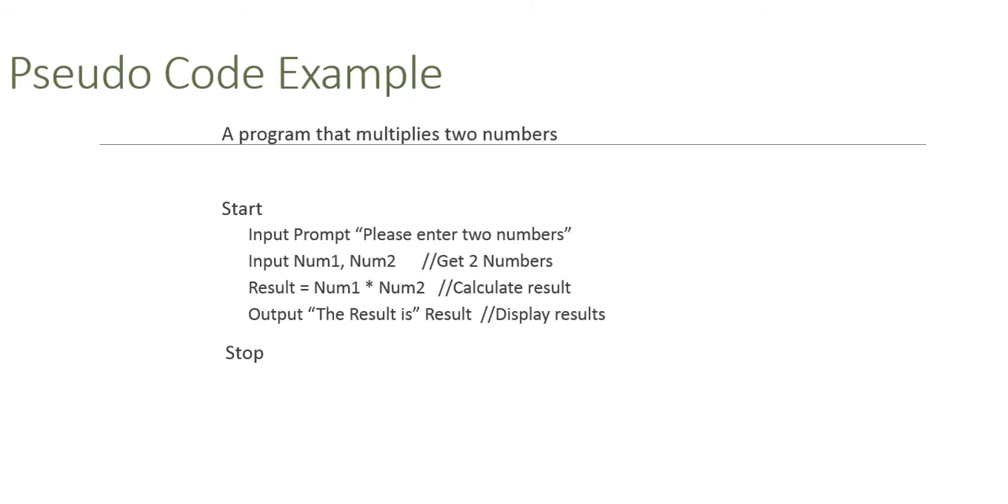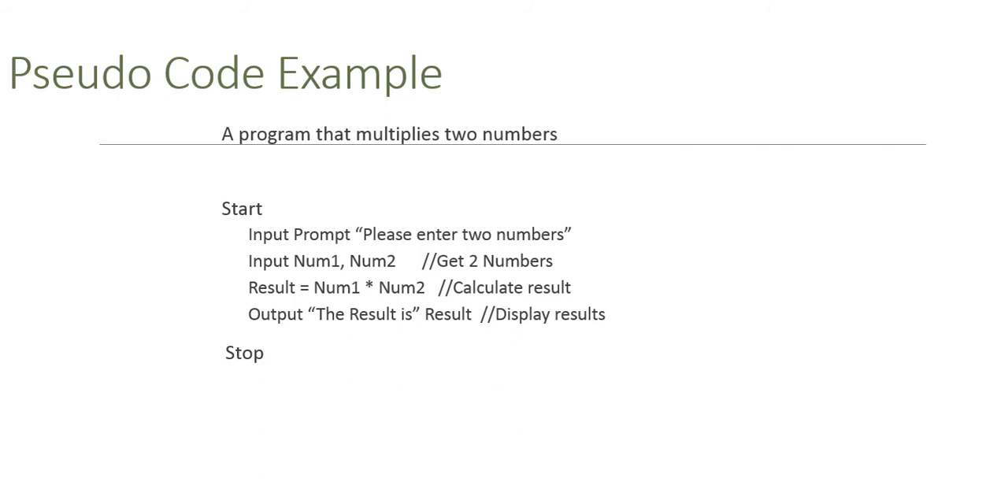Result equals num1 times num2. This is a processing or calculation. As you see the format of the statement, you have the resulting variable on the left, followed by an equal sign, and then your two input variables that are calculated or multiplied. This is what is used for all calculations.